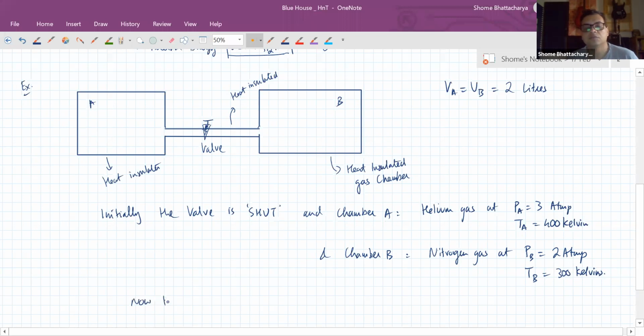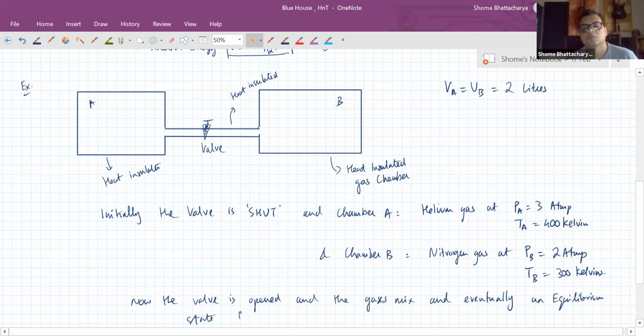Now the valve is opened and the gases mix, and eventually an equilibrium state, or a steady state, is achieved. So find the pressure and temperature at equilibrium. Just try out this question.